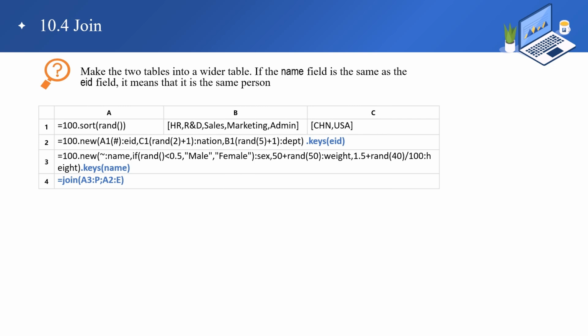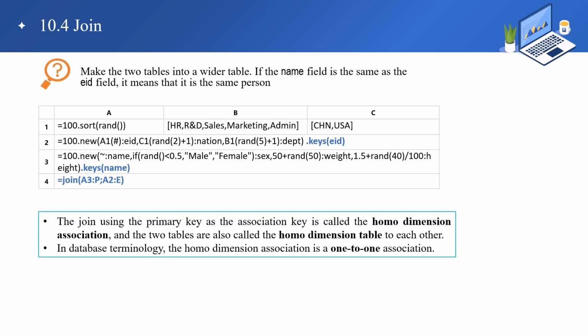If we already set the primary key for A2 and A3 tables, we do not need to write the association key during join. We need to change the generation statement in A3 to directly use integers as the values of the name field, so that the primary keys of the two tables do not need a conversion and directly serve as the association key. The join using the primary key as the association key is called the homo-dimension association, and the two tables are also called the homo-dimension table to each other. In database terminology, the homo-dimension association is a one-to-one association. That is, a record in an association table will only be associated with one record in another association table, not multiple, because the primary key is unique.